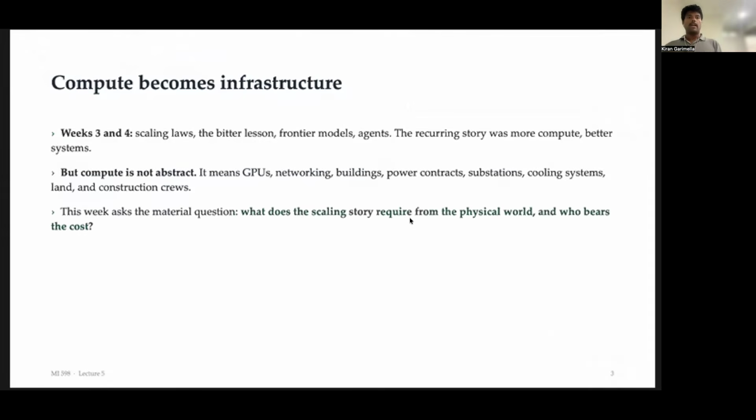And so this week we asked the question: what does the scaling story require from the physical world, right? If you want to really keep building these massive models that take a lot of data and produce this sort of intelligence out of it, what does that require? And who bears the cost? I think that's a very important part of this.